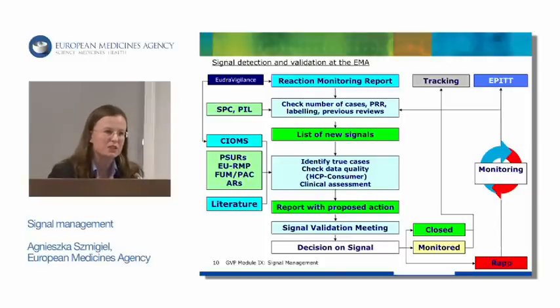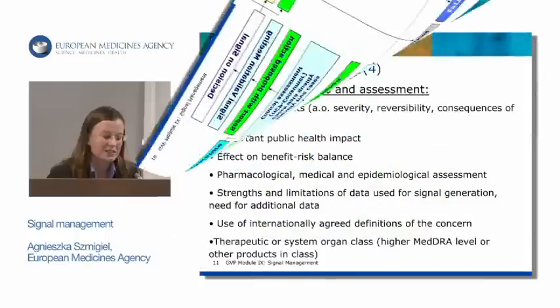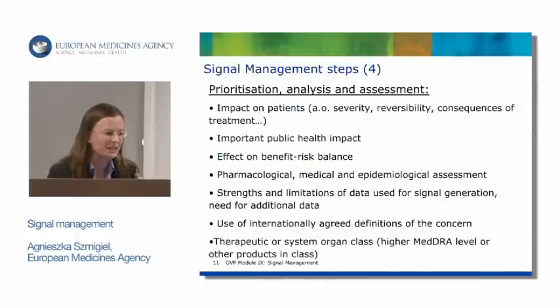This process will be changed slightly with the new legislation. So the signal management steps go further into prioritization, analysis, and assessment, where impact on patients, severity, reversibility, consequences of treatment are taken into account, the important public health impact, the effect on benefit-risk balance, the pharmacological, medical, and epidemiological assessment, the strength and limitations of data used for signal generation, need for additional data, the use of internationally agreed definitions of the concern, and the therapeutic or system organ class.